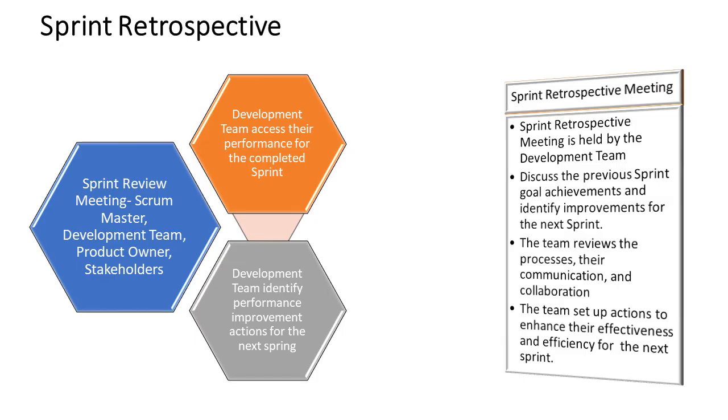Unlike the sprint review, which centers on the product, the retrospective is dedicated to refining the processes and teamwork. The Scrum Master facilitates the discussion, encouraging openness and constructive feedback. Together, the team identifies specific action items to enhance their workflow, communication, or collaboration in the next sprint.